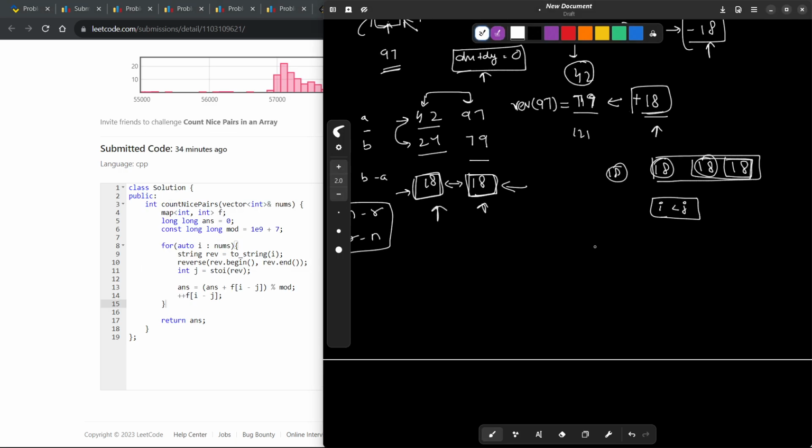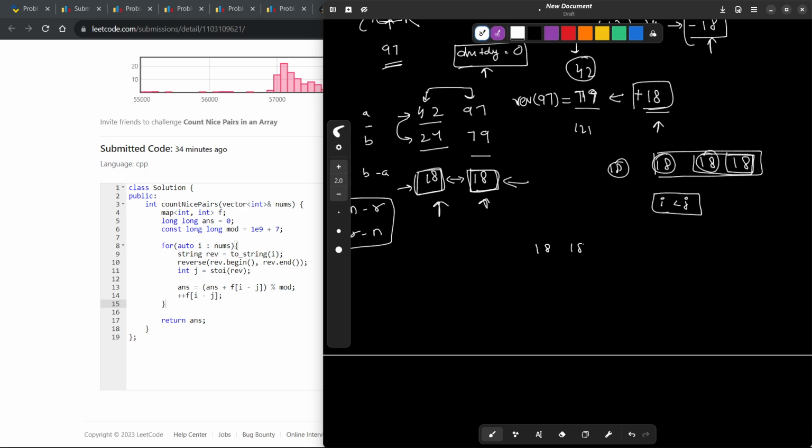You will see that let's say I had 4 18s, right? So you already saw the answer should be 3 plus 2 plus 1 in this particular case, that is 3, 4, 5, 6, right? So when I am doing the traversal, I'll first encounter this particular 18. But since there was no 18 before, my answer is not going to get updated. When I encounter the second 18, my answer is going to get updated by 1. When I encounter the third 18, by 2. When I encounter the fourth 18, by 3.